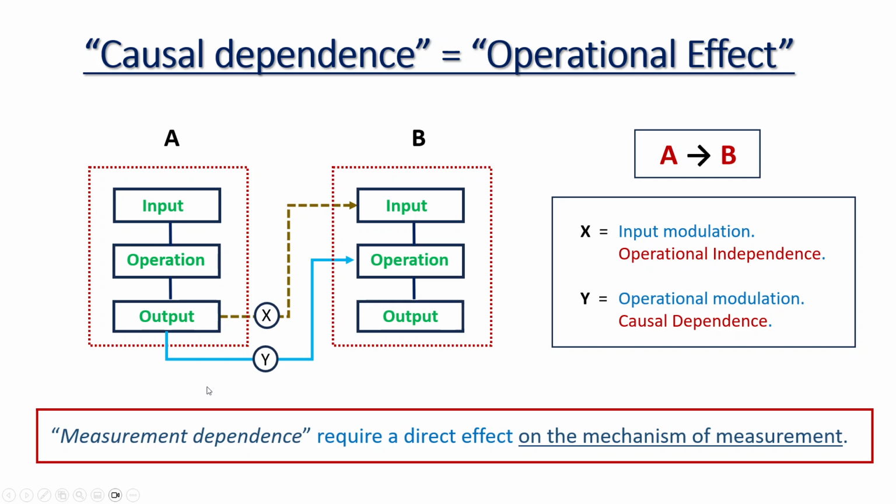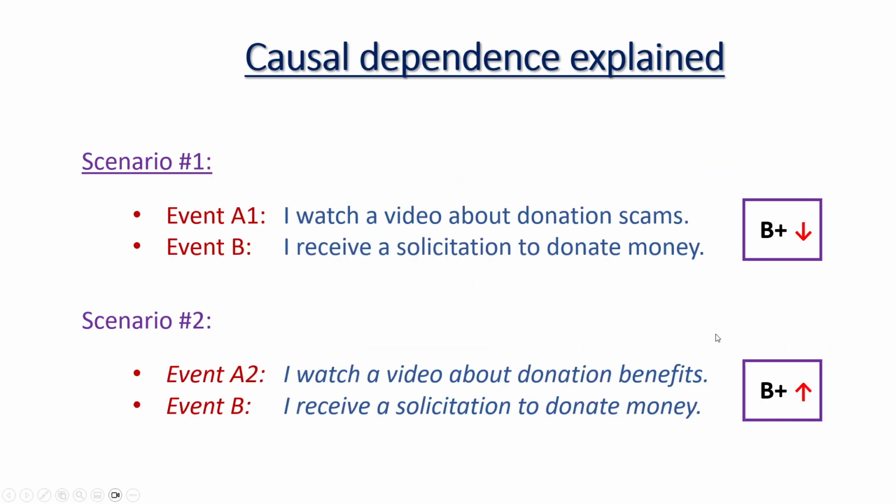Yet, in our example with donation requests, we have something else. Events A1 and A2 have a direct effect on the process of evaluation for each decision. Hence, we have the same input in both cases, a request for donation. Nonetheless, the outcome is different because the input is not processed in the same way in both cases.